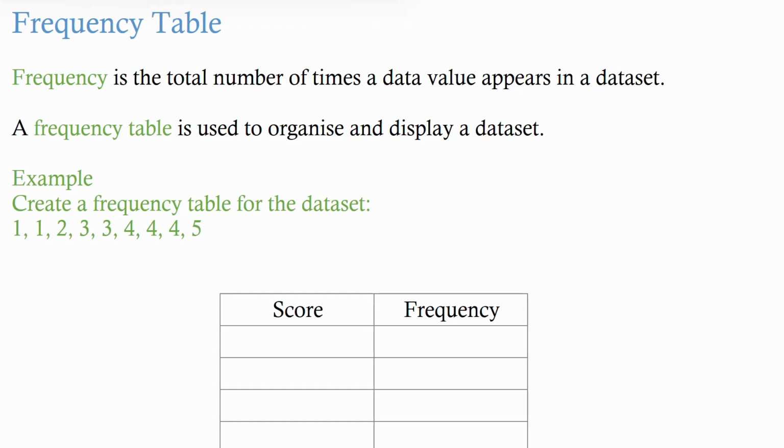In this video, we're covering frequency tables. Before we begin, we're just going to cover some terminology. Frequency is the total number of times a data value appears in a data set. A data set is just a range of data that you've collected. A frequency table is then used to organize and display that data set.